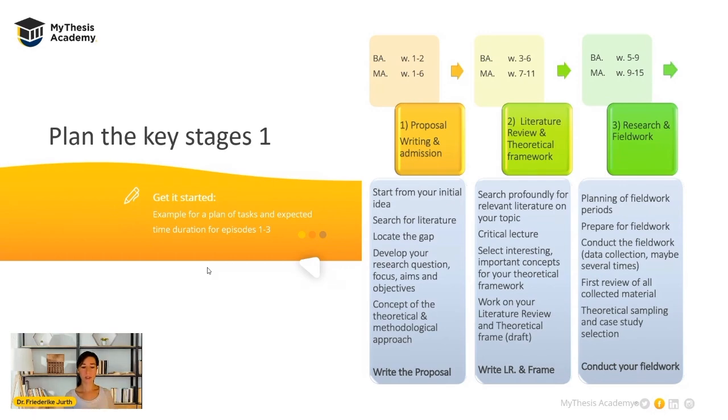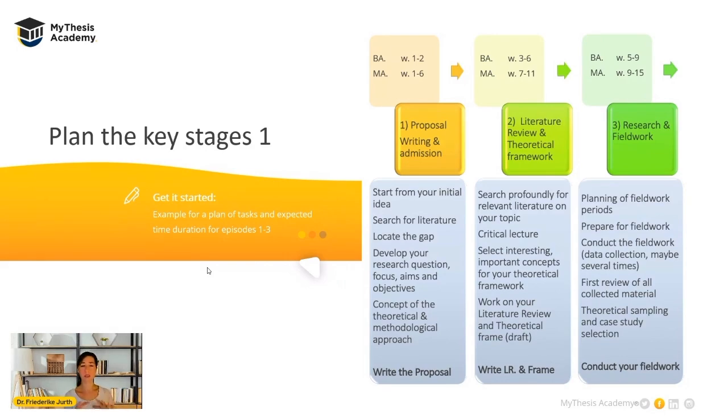Then you have to calculate some time for the first literature research and also for the development of your research question, the focus, aims and objectives, and some time for the conclusion, really for the draft of your conception and also of the overall approach that you will take from the theoretical and methodological side and also from the practical one.